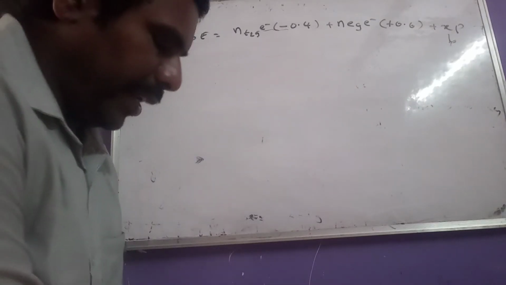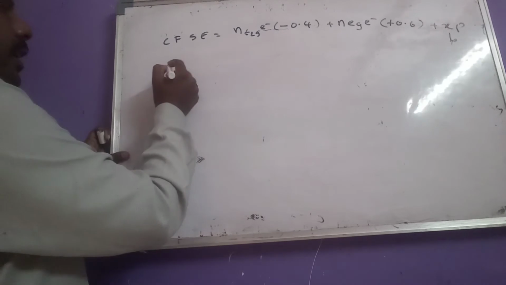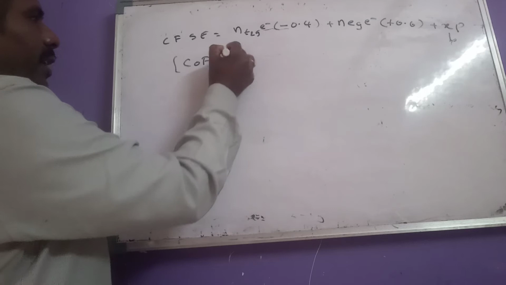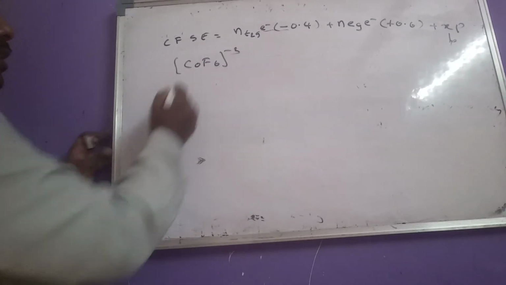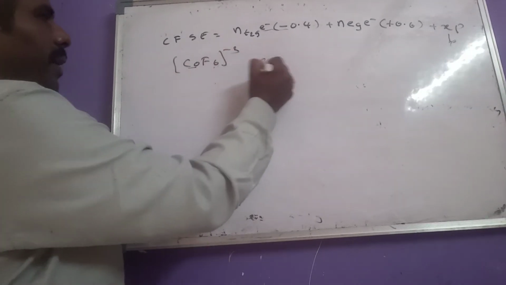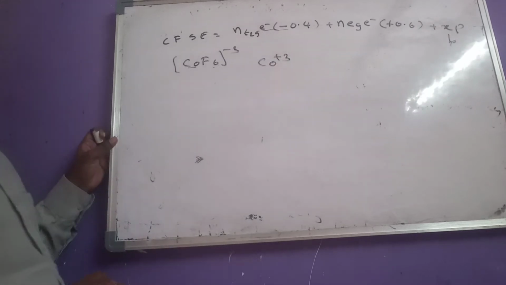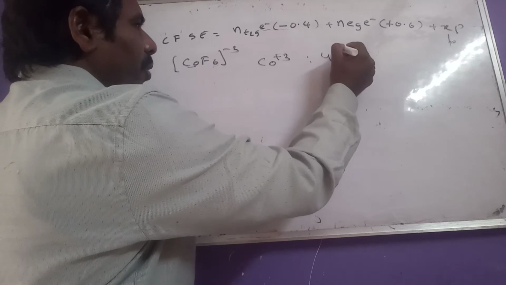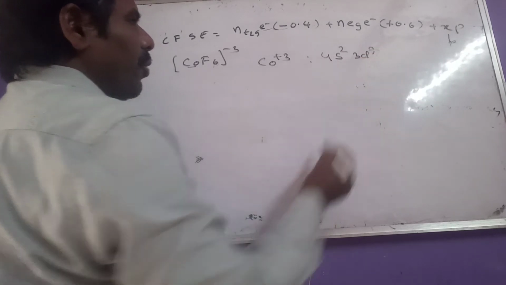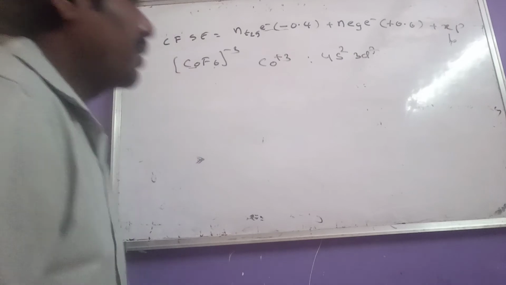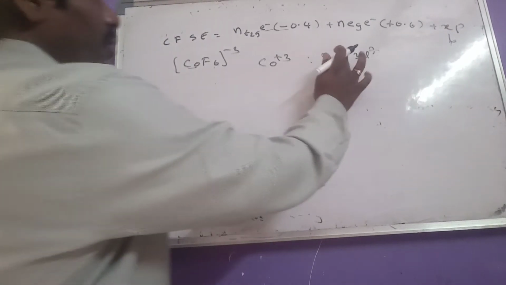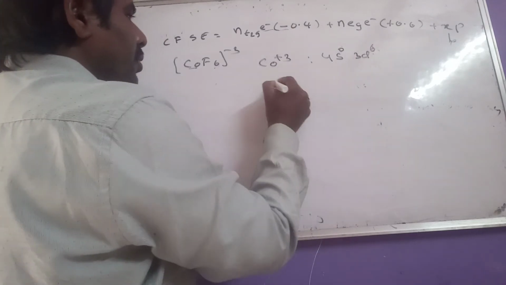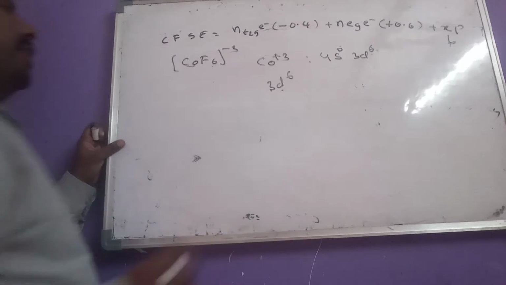Okay, now let us see one example here. What is the crystal field stabilization energy of CoF6 3-? CoF6 3- means cobalt is present in the plus 3 oxidation state. So what is its configuration? The actual configuration is 4s2 3d7, but in the plus 3 state we have to remove 3 electrons, so 4s0 3d6. So now the configuration is 3d6.